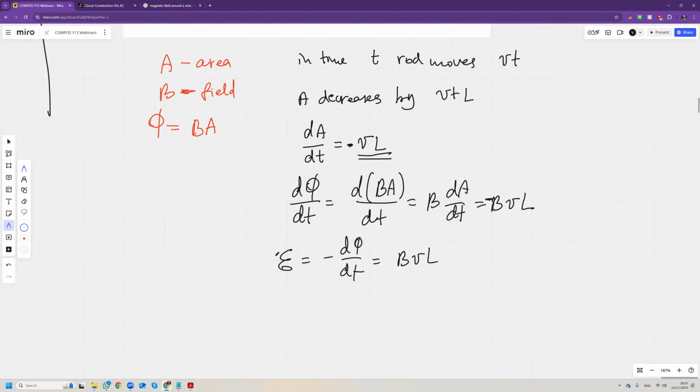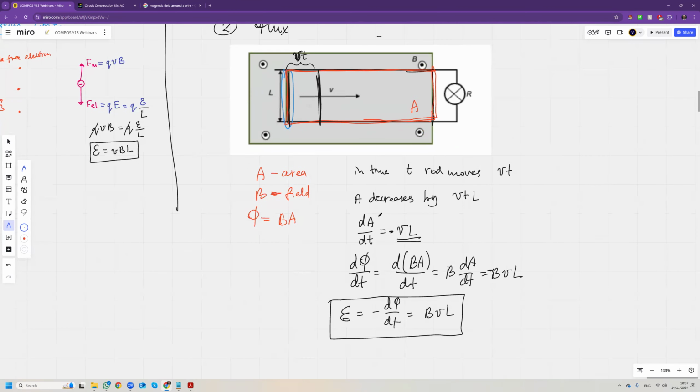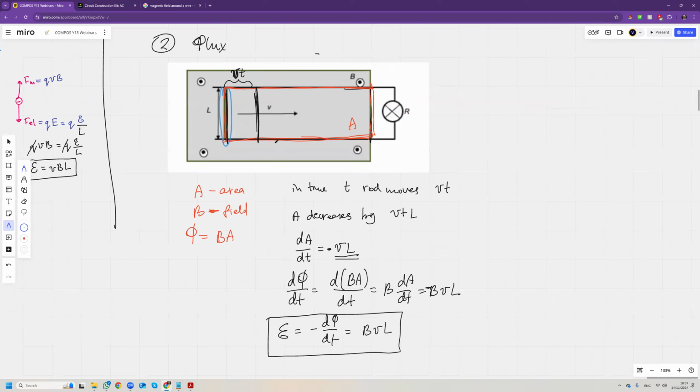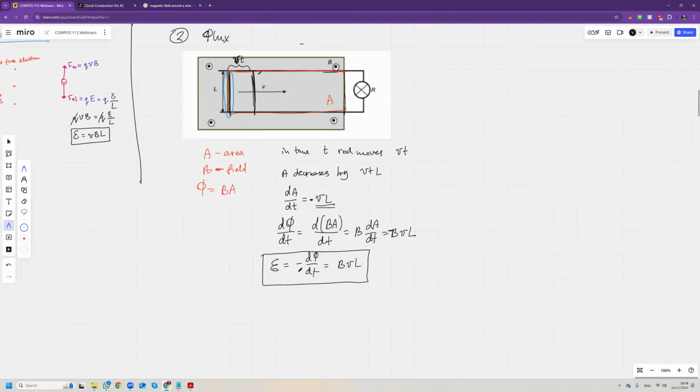The minus really doesn't matter here because, well, what is a positive EMF? You have to define. Why is the area decreasing? Because the area was like this, and now it's like this. A few seconds later, it would be like this. The area is decreasing because you're swiping the area. So that area, which is inside the loop, is decreasing. The rate of change of that area, so the EMF induced in that loop, is VBL, which is the same result. You see, we got the same result using two different methods.